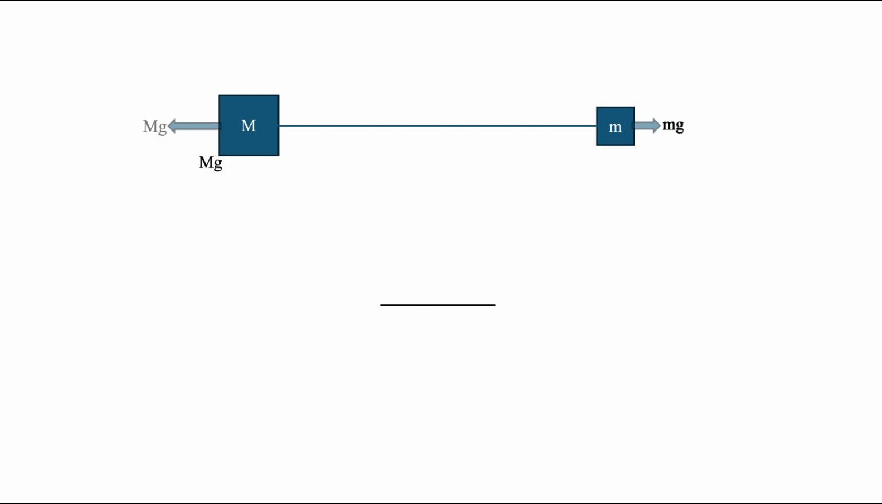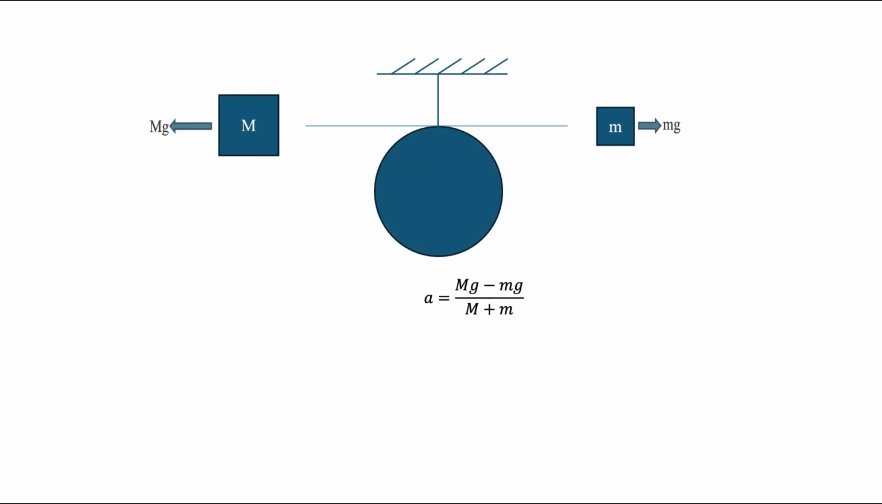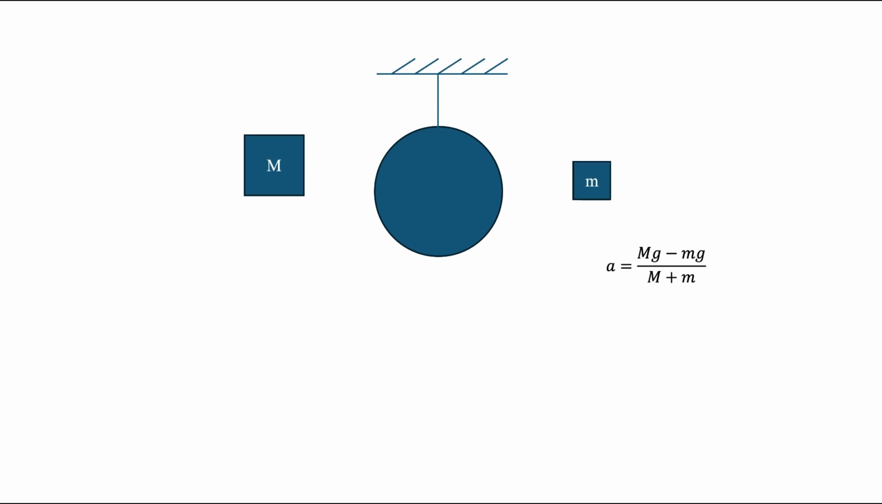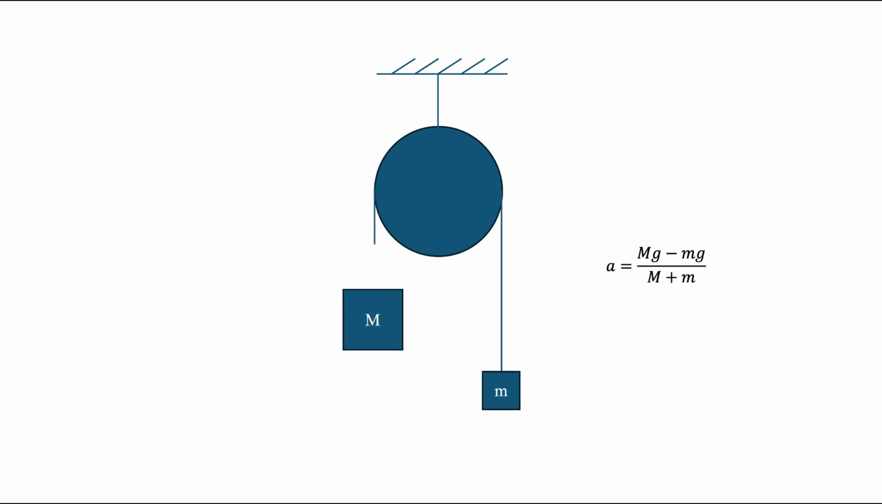To find the acceleration, we just need to find the total force divided by the total mass. Going back to a pulley, we now see that the answer is nothing more than Newton's second law, which is just acceleration equals external force over total mass.